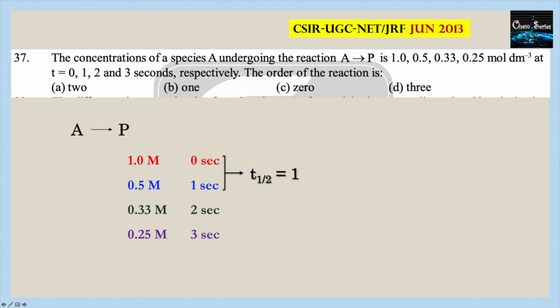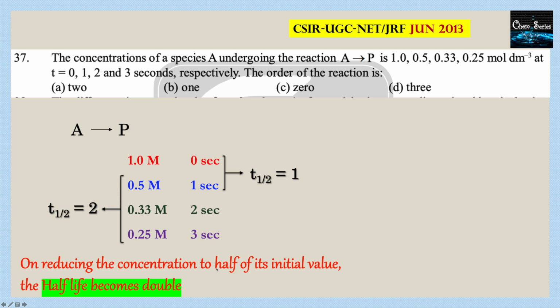And the next half-life: 0.5 molar concentration is reduced to half its amount, 0.25, in 2 seconds. So what happens to the half-life? It doubles, right? On reducing the concentration to half of its initial value, the half-life becomes double. So it is a second order reaction. You can also remember like this: when the half-life doubles, it will be of second order.